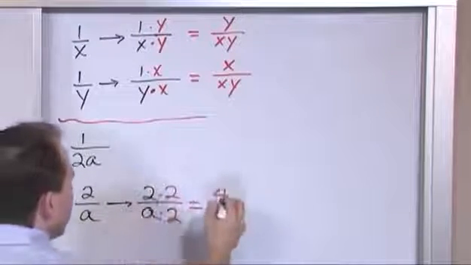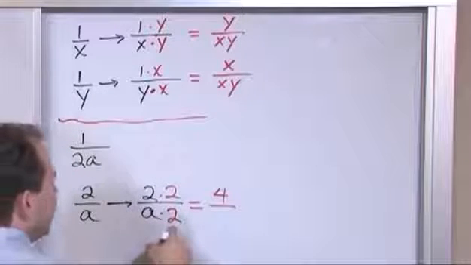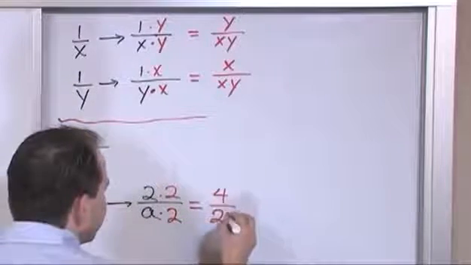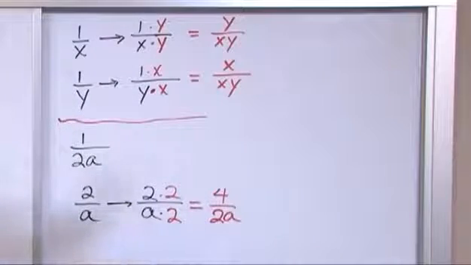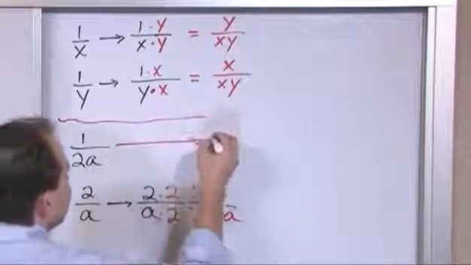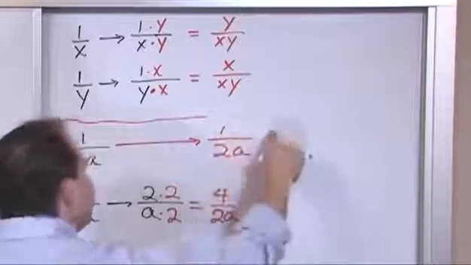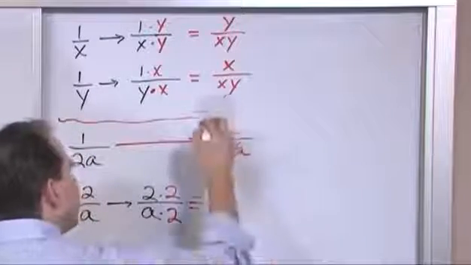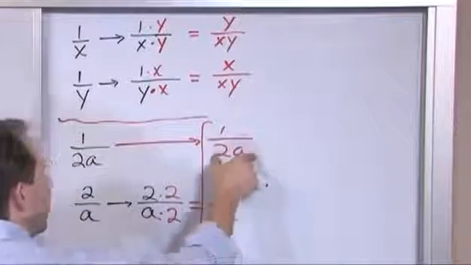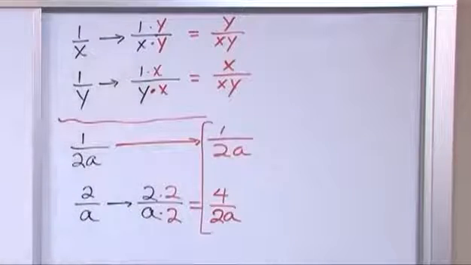2 times 2 is 4. A times 2 is just a times 2. You can rewrite that as 2a, 2 times a. And this fraction I can leave alone as 1 over 2a. Now these two fractions have the same denominator. The denominator is 2 times a, whatever a is. I have no idea what a is, but I know that it's in the denominator and it matches, so they're common. So 1 over 2a and 4 over 2a.